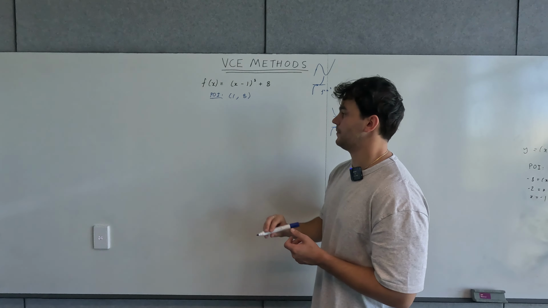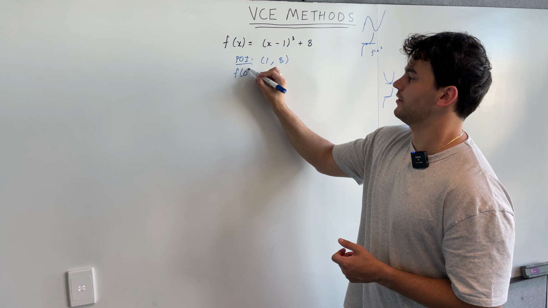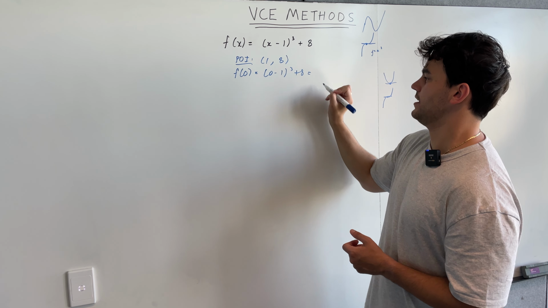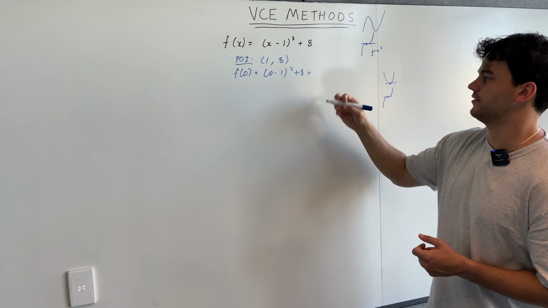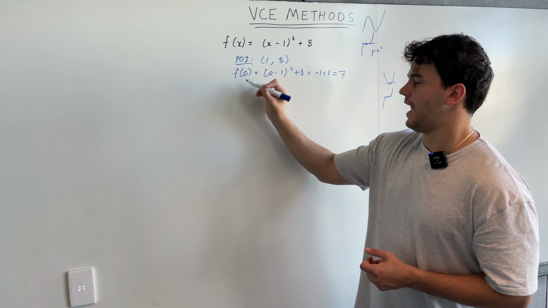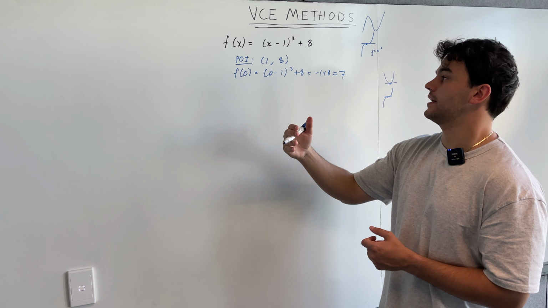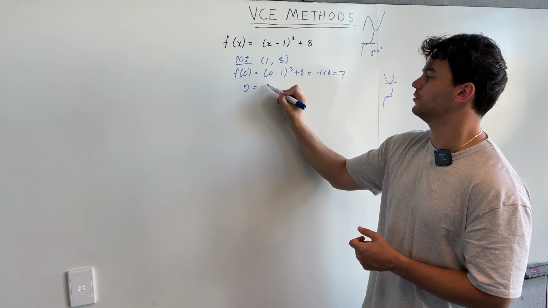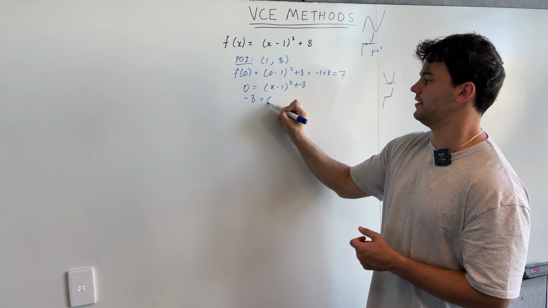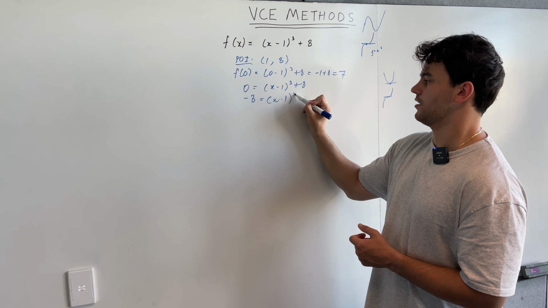We can also get the y-intercept and the x-intercept. We're going to find the y-intercept first. f of 0 is going to be equal to 0 minus 1 cubed plus 8. -1 cubed stays as -1, plus 8 is equal to positive 7. Then we can also find our x-intercept by letting y equal 0. So we get 0 is equal to x minus 1 cubed plus 8. Negative 8 is equal to x minus 1 cubed.